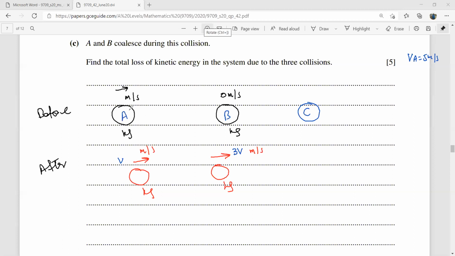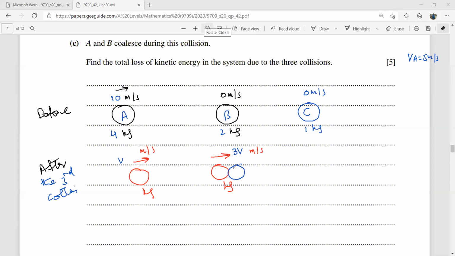Now, in the very beginning, this A was moving with what speed? 10. Okay, this was moving with 10 meter per second. Its mass is 4. Here the mass is 2. And this C was also at rest. Okay, this is 1 kg. And this is after the third collision. Okay, after the third collision. So this B and C, they have coalesced.